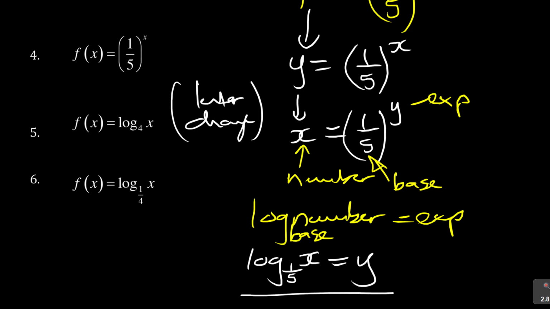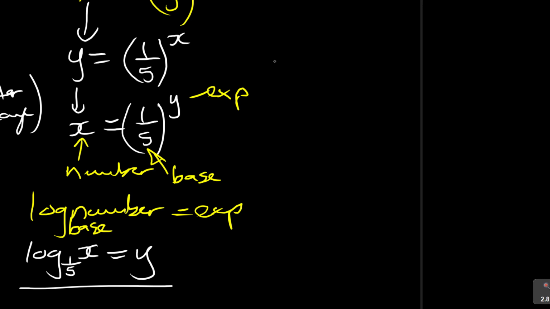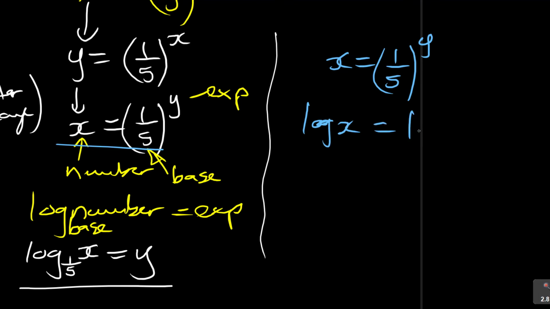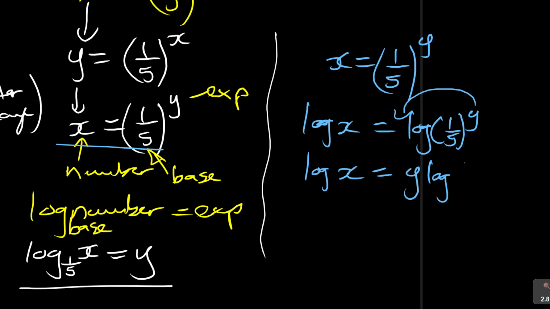Are you seeing that? And then someone will say, but how can I solve this using the basic laws of logarithms? You just do this. Remember, x is equal to 1 over 5 to the exponent y. Sorry, the one that I'm supposed to change is the other one. It's x is equal to this y. So I'll just put logs on both sides. Log x equals log of 1 over 5 to the power of y. Then this falls down there, becoming log x is equal to y log 1 over 5.